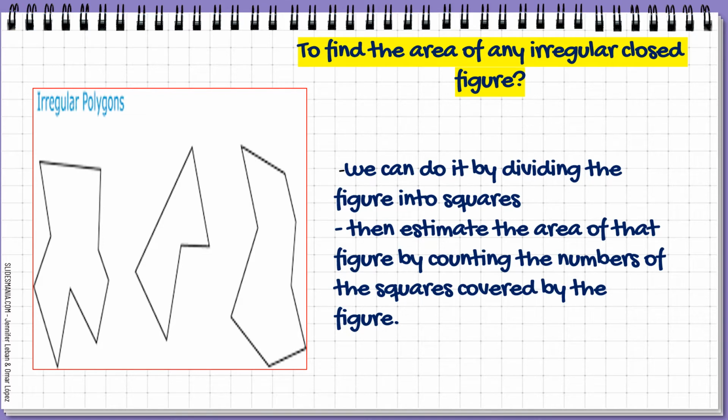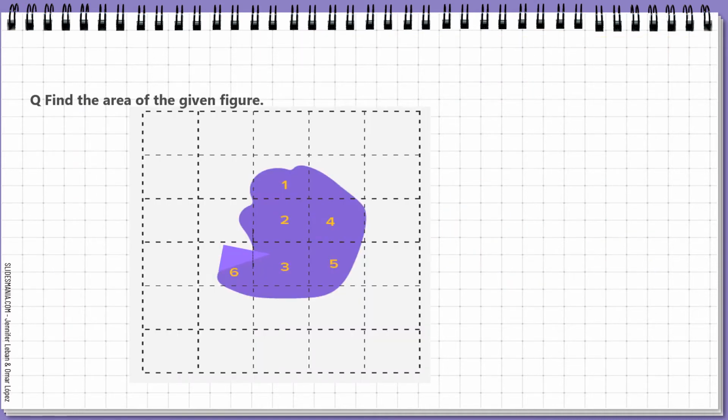To find the area of irregular closed figures such as the polygons given here, we can simply divide the figures into squares and then estimate the area of the figure by counting the number of squares covered by the figure. So let's take an example and learn how to find the area of an irregular shape. We have an irregular shape here.